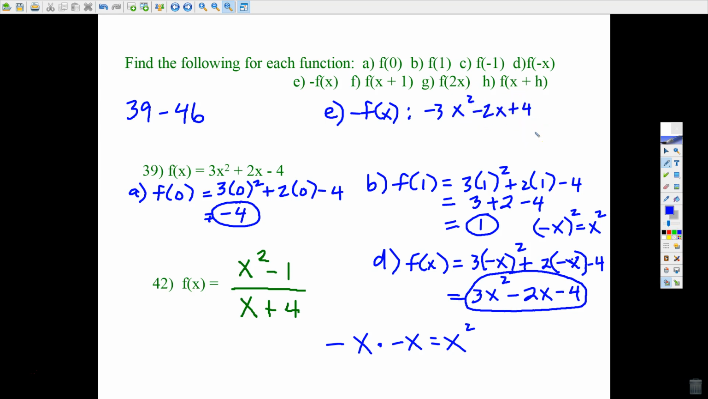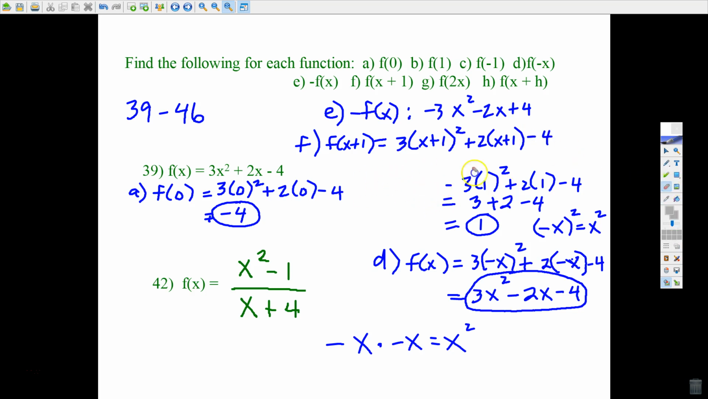That's it. Yeah, literally that minus sign means the opposite of, and you're basically just going through and changing all of the signs. All right, what about this? What if we input x plus 1 into the function? F of x plus 1. 3 times x plus 1 squared plus 2 times x plus 1 minus 4.